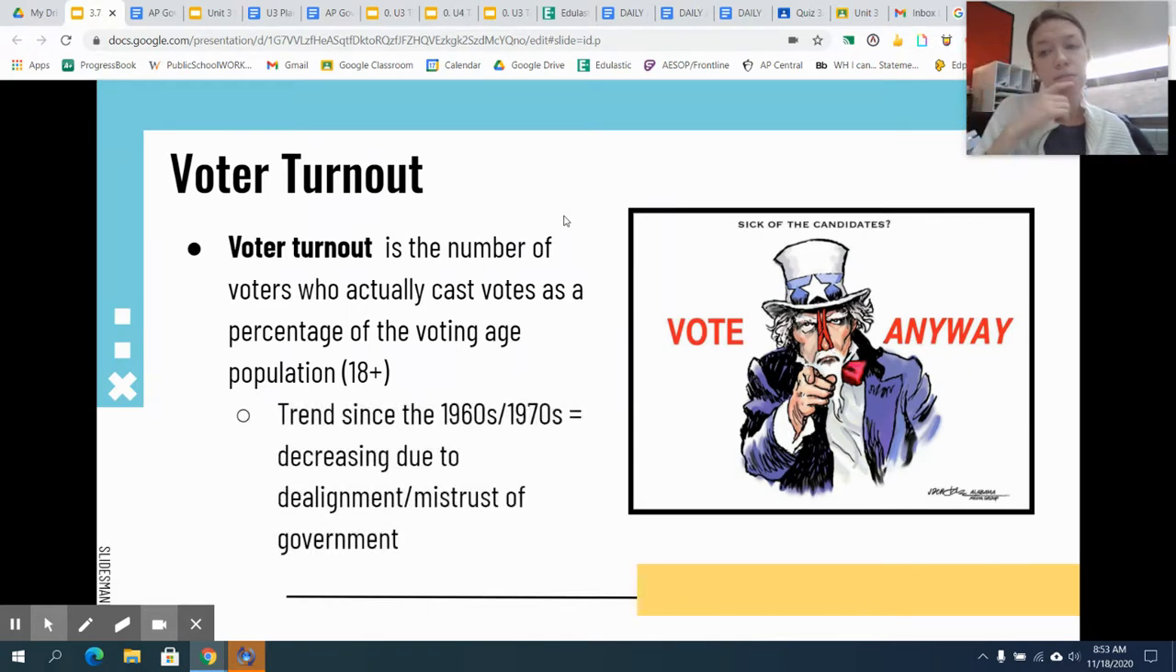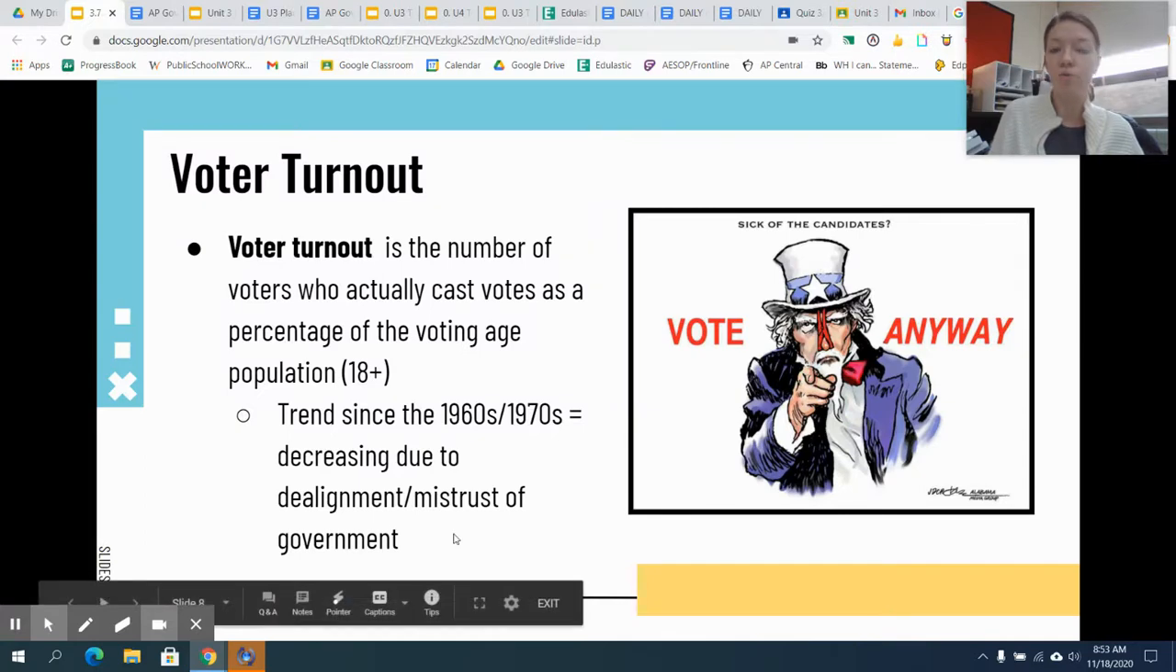Since the 1960s and 70s, this has decreased tremendously, largely due to mistrust in government through Vietnam and Nixon. I know I've brought that up a lot in class. People are de-aligning, or we've seen political de-alignment, moving away from party identification over time. It's to the point where, in midterm elections, which we'll talk about in a second, we see less than 30% voter turnout. So we definitely have seen a decrease over time.